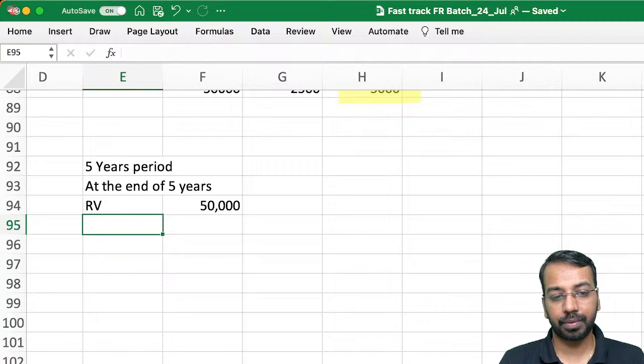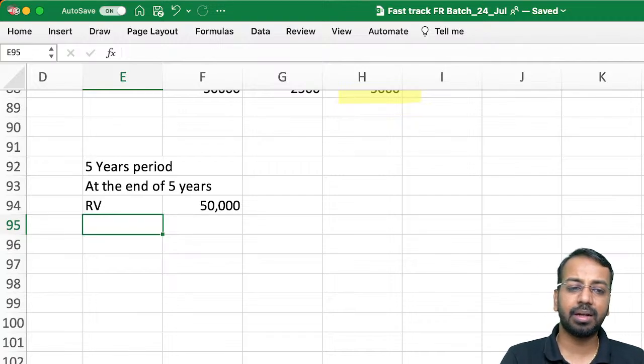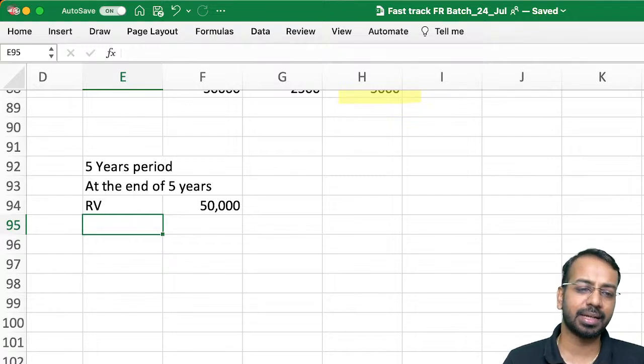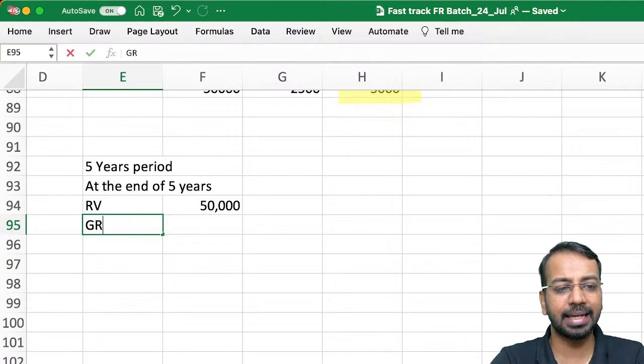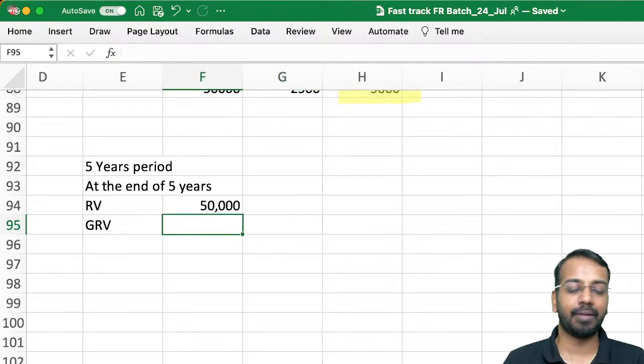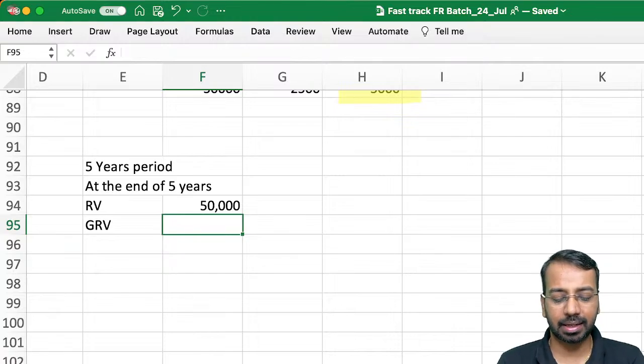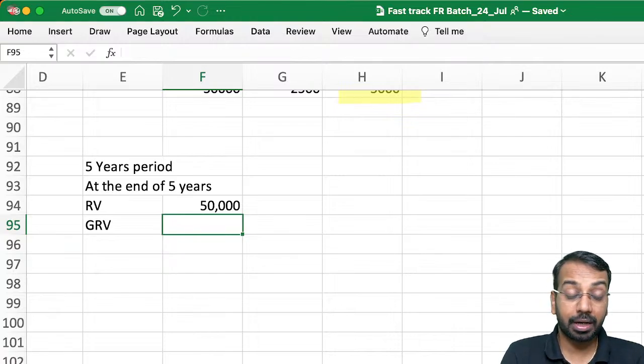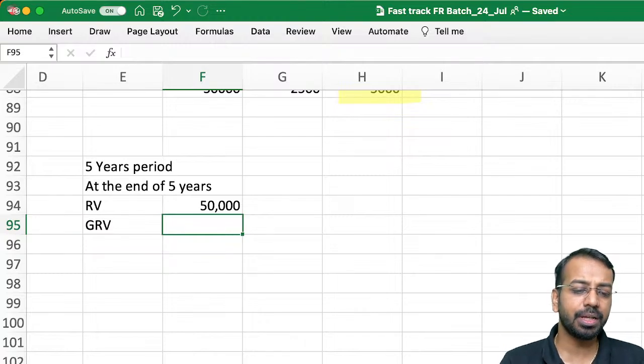Now sometimes what happens is, as a part of the contract, the lessee gives some guarantee to the lessor. We call it guaranteed residual value. You can note it down also, guaranteed residual value. Now, what is this guaranteed residual value? The lessee tells the lessor that, see, 25,000 or 30,000 for example, I guarantee.